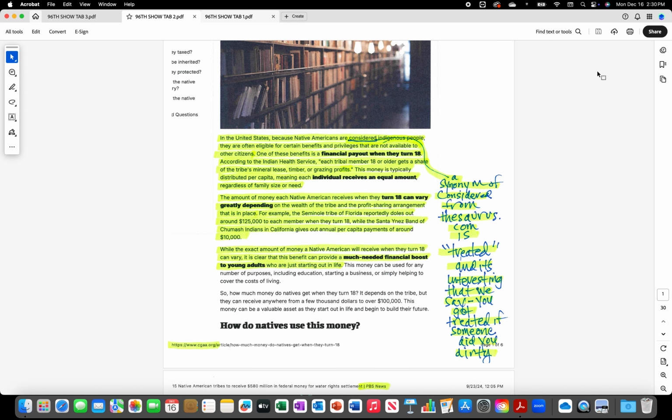In the United States, because Native Americans are treated as indigenous people, they are often eligible for certain benefits and privileges that are not available to other citizens. Now, you blacks, you African Americans, so-called properly American Indians, what if you realized who you were? Then guess what? You would be eligible for certain benefits, right? No longer would people who are being treated like they're you get benefits. You would then get the benefits. But guess what your benefits would be? Well, I won't tell you what your benefits would be.